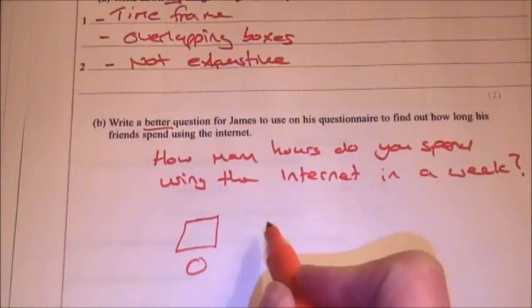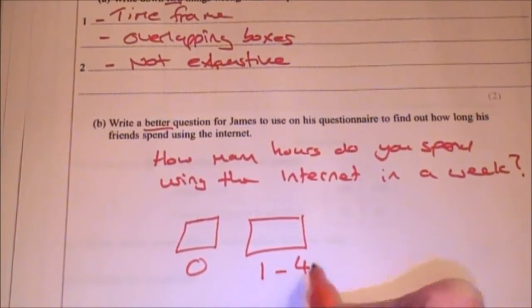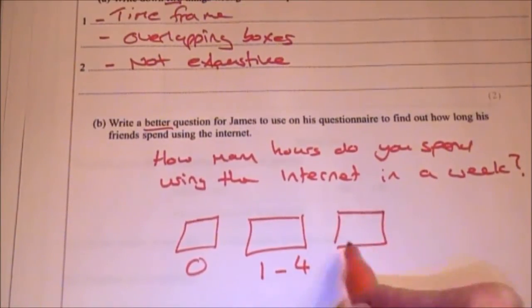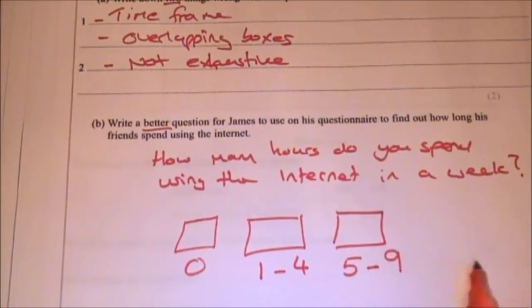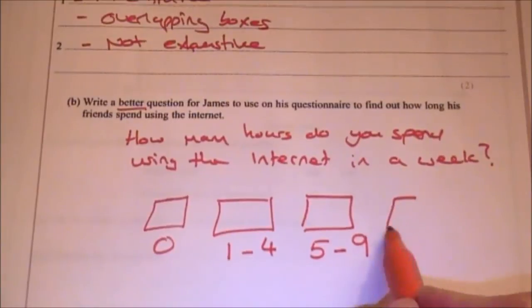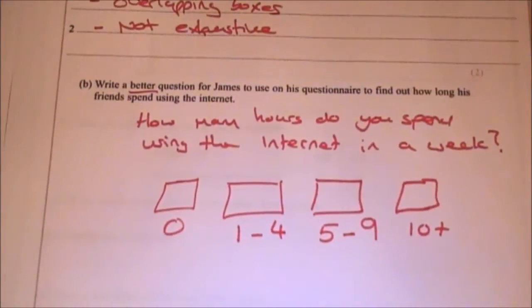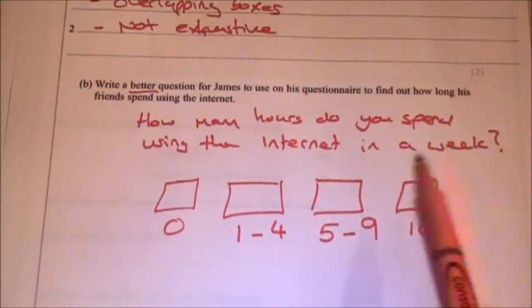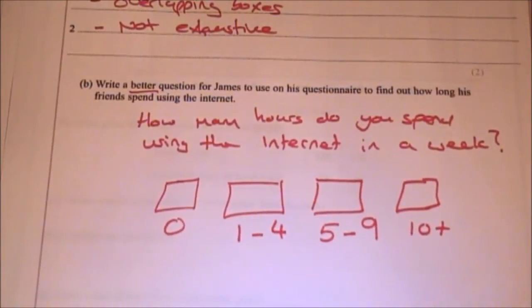So there's 1 mark, and then I'm going to give some response boxes. That one's going to be for 0, don't use the internet. That's going to be 1 to 4 hours. That's going to be 5 to 9 hours. And that's going to be 10 hours plus. So they're not overlapping, and it's very clear which box you can tick. So that's a 2-mark question. You get 1 mark for mentioning the time frame, 1 mark for getting the response boxes correct.